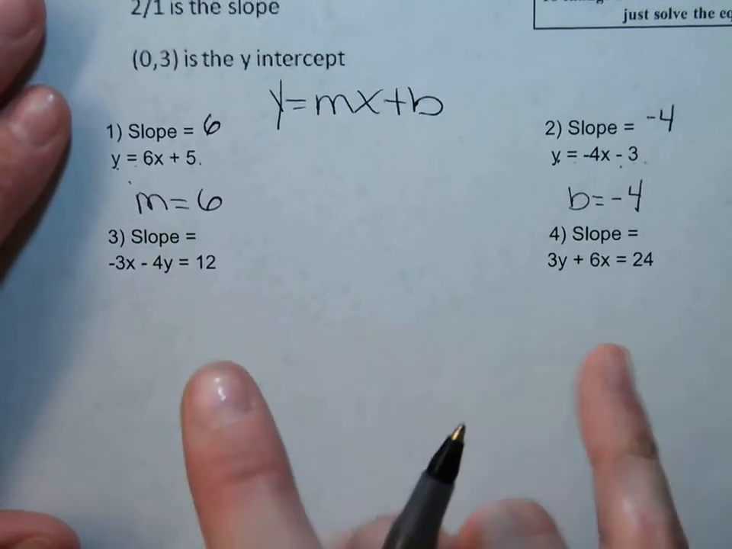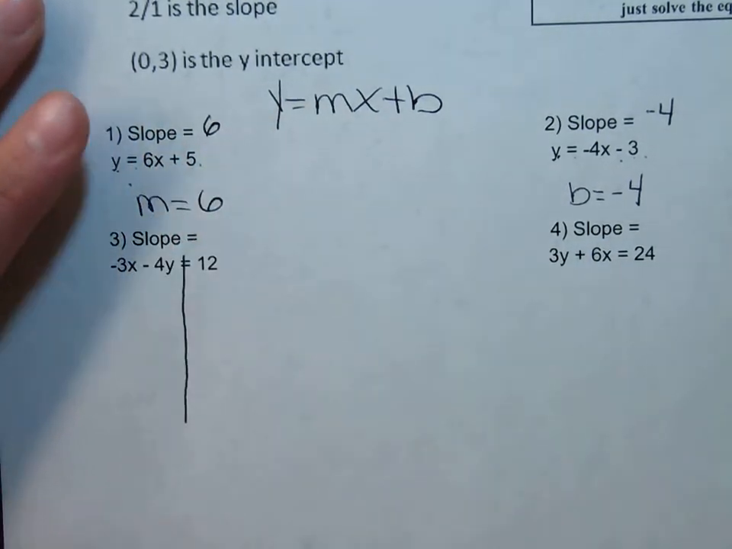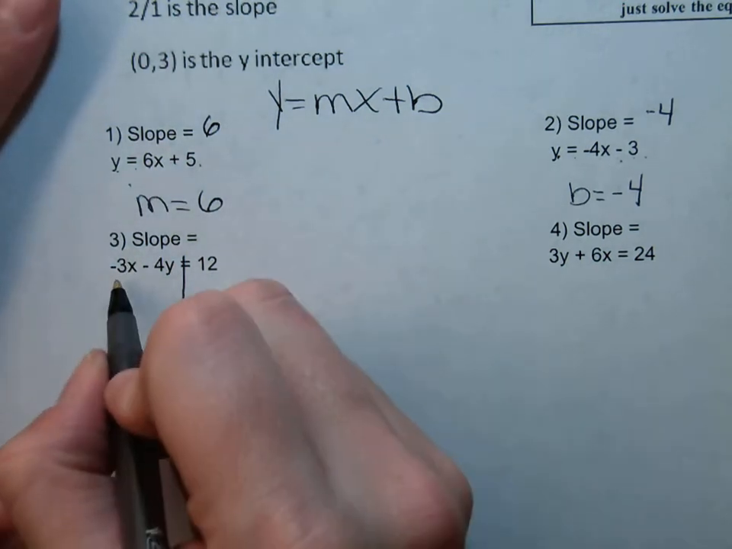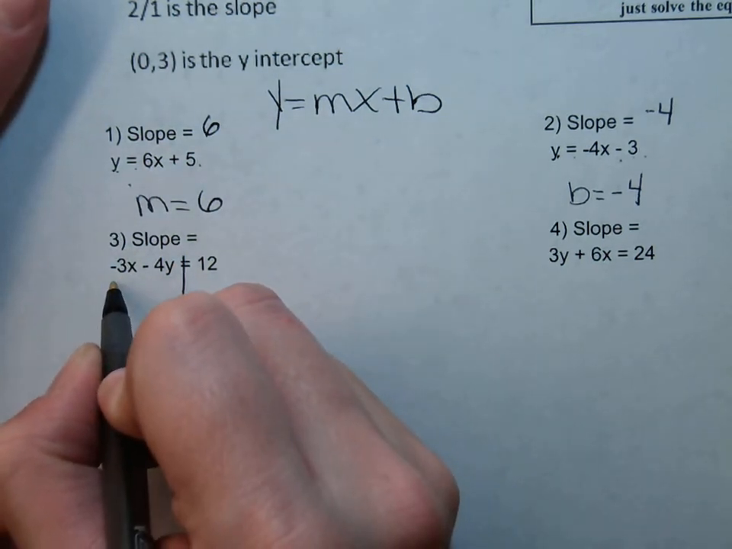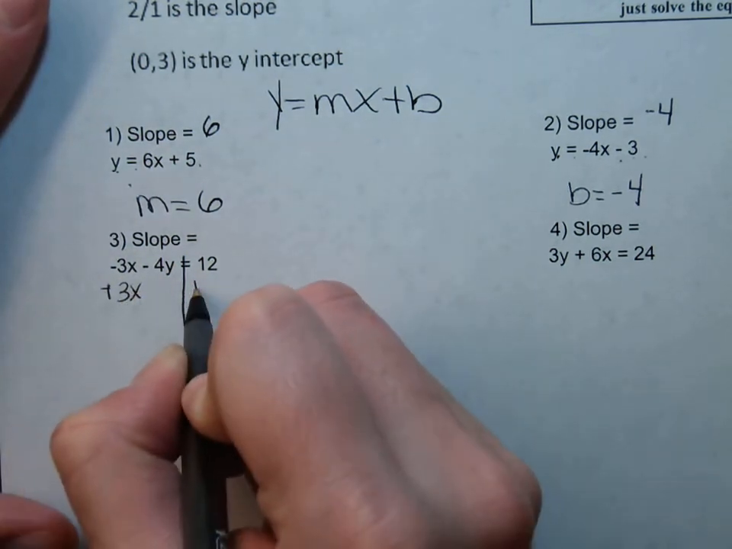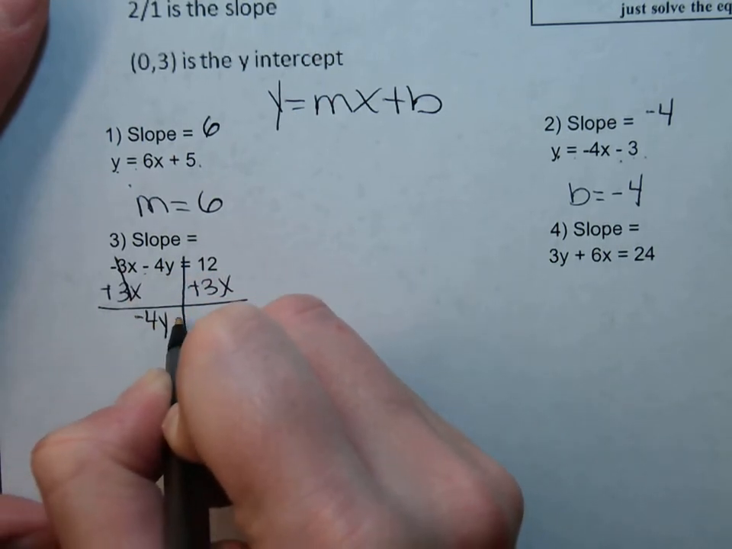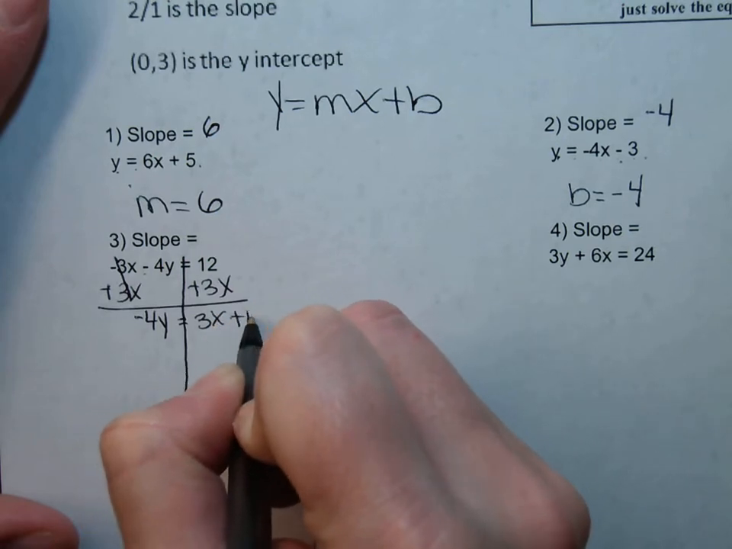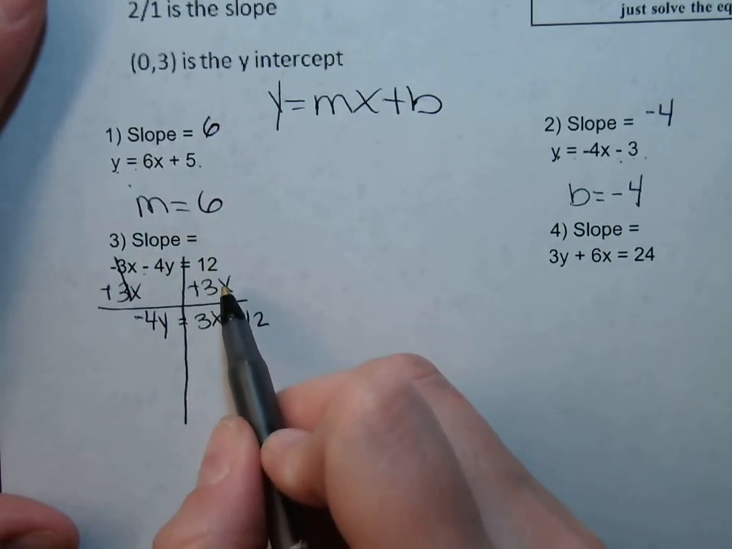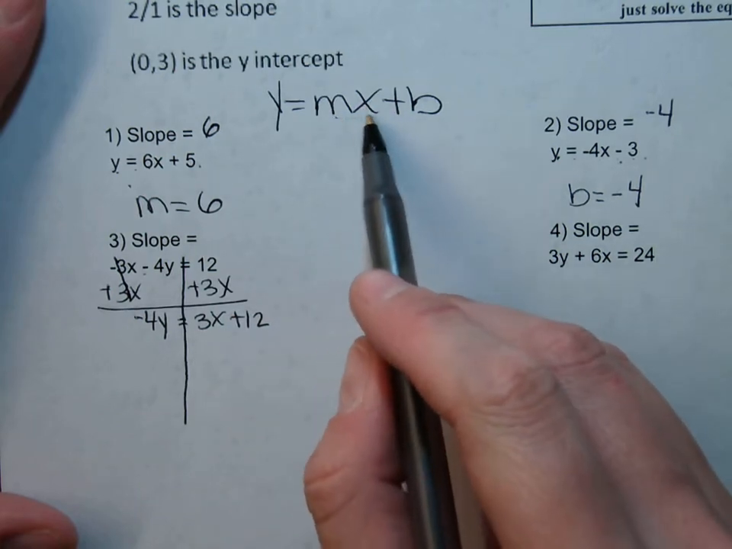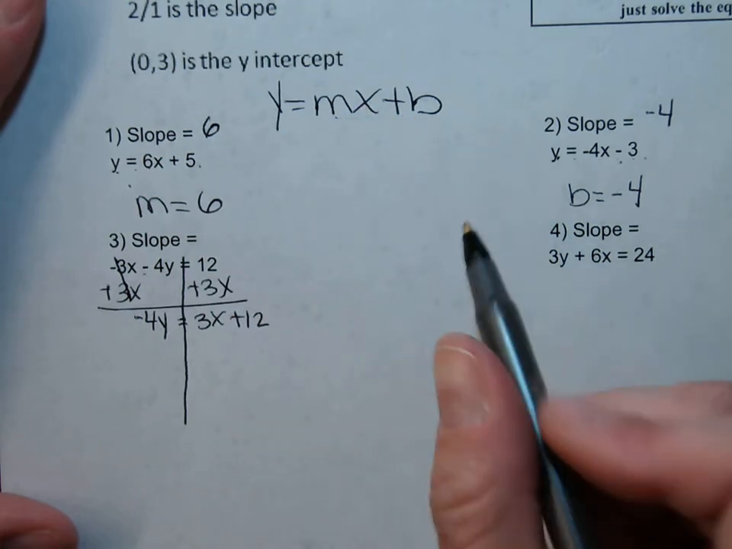The last two are not in slope-intercept form, so we need to rearrange and solve for y in order to find our slope. So since this is subtracting 3x, we have to add 3x to both sides. And that'll leave me with negative 4y equals 3x plus 12. Remember, we can't combine these because this has an x and this doesn't. So we put the 3x first so it mirrors y equals mx plus b.